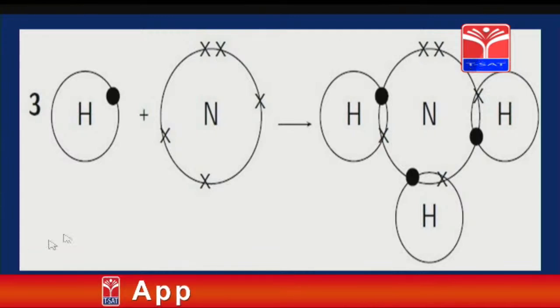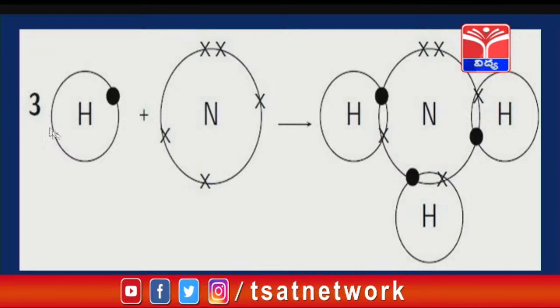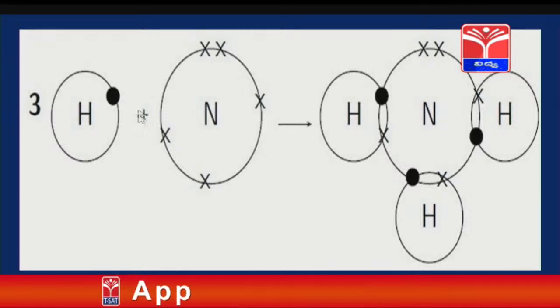Now, let us take another example, children, ammonia. The formula of ammonia is NH3. So, earlier we have studied atomic number of nitrogen is 7 with 5 valence electrons, and hydrogen has only 1 valence electron. So, hydrogen requires 1 more electron to attain duplet configuration, and nitrogen requires 3 more electrons to attain octet configuration.